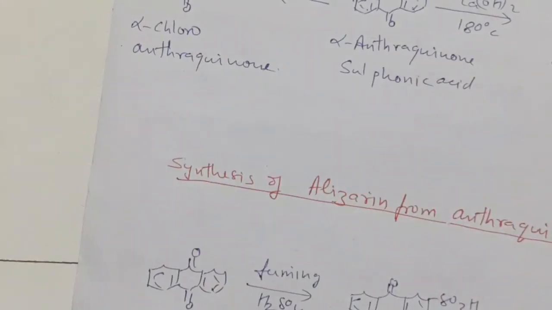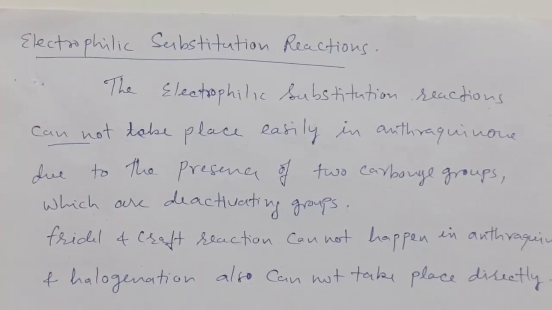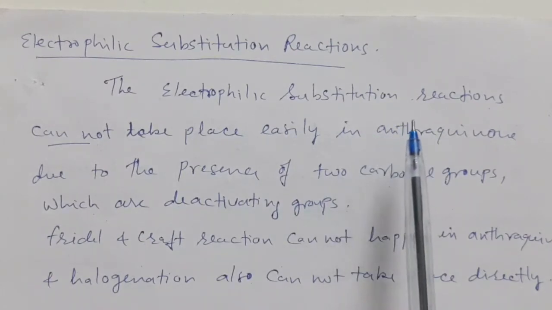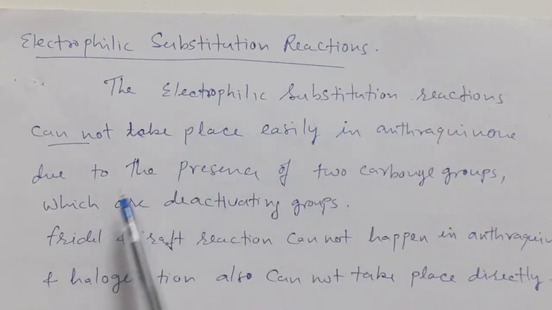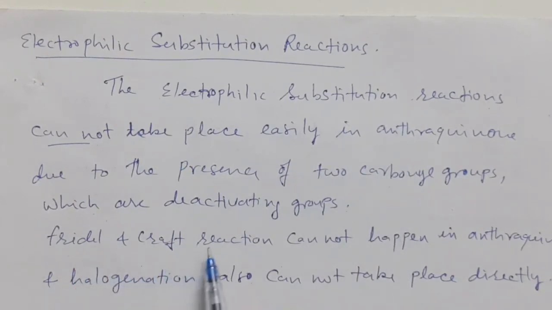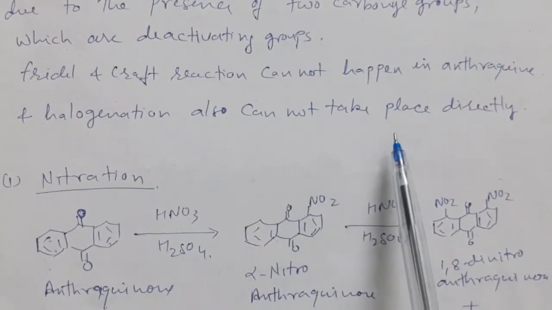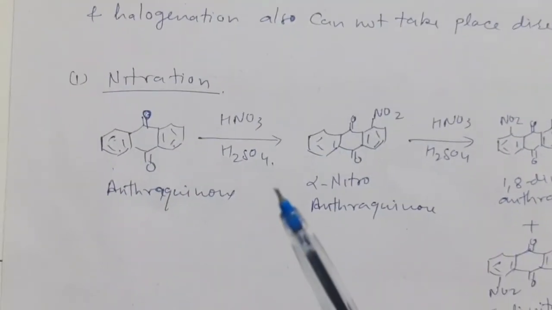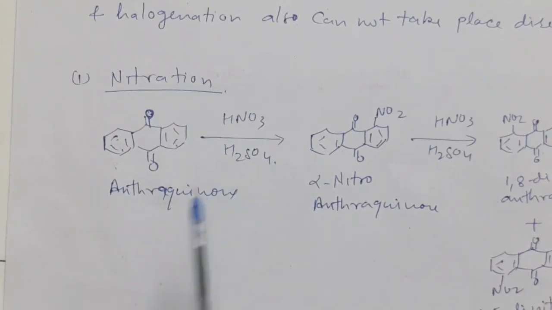So these are the reduction reactions of anthraquinone. Next is electrophilic substitution reactions of anthraquinone. In anthraquinone, two carbonyl groups are present which deactivate the ring. So the electrophilic substitution reaction cannot take place easily in anthraquinone. Anthraquinone doesn't give the Friedel-Crafts reaction, and halogenation can also not take place directly. The two electrophilic substitution reactions which take place in anthraquinone are nitration and sulfonation.